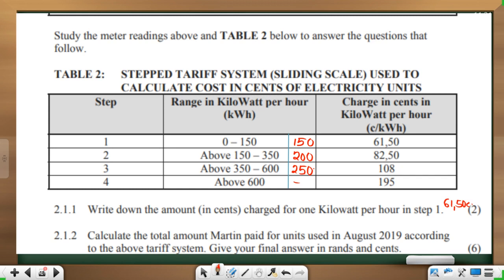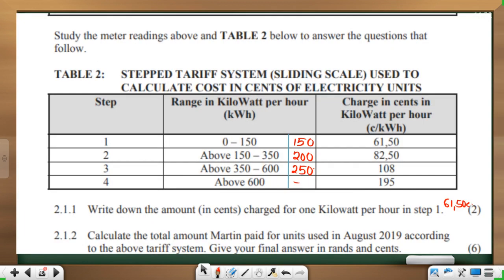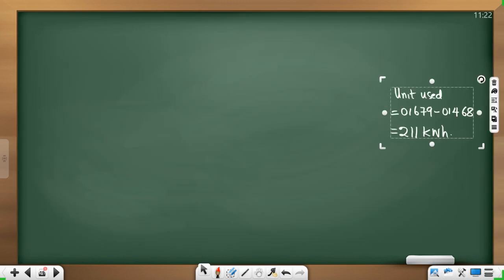61.50 cents. All right. Calculate the total amount Martin paid for units used in August 2019 according to the above tariff. Give your final answer in rands and cents. Okay, so what did we calculate? We calculated that they used 211. Now, this is definitely part of my answer. When I want to write down my answer, I must copy that. So I'm going to write that as part of my answer. Units used.